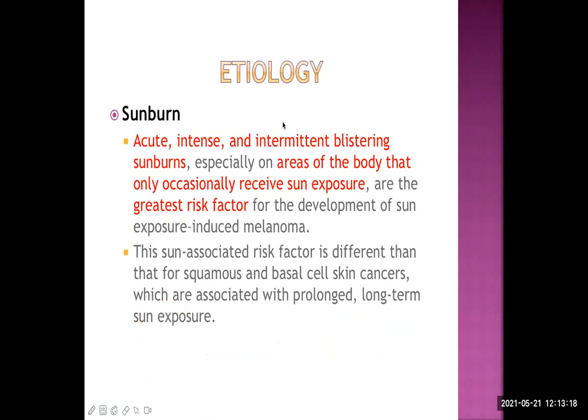Now, another important point regarding the ultraviolet radiation of the sun is sunburn. Sometimes people expose themselves to sunburn, a very increased amount of sun exposure within a short duration. This is called sunburn, and this is a very, very important risk factor for melanoma development. In comparison, basal cell carcinoma and squamous cell carcinoma are related to cumulative exposure to sunlight. Cumulative means chronic exposure over a long duration, whereas malignant melanoma is an extensive exposure over a shorter duration. This is the difference.